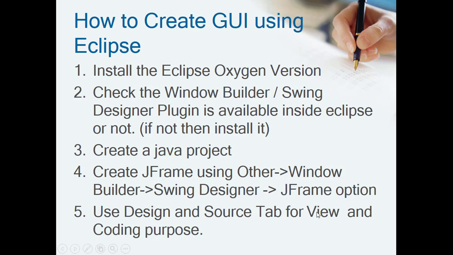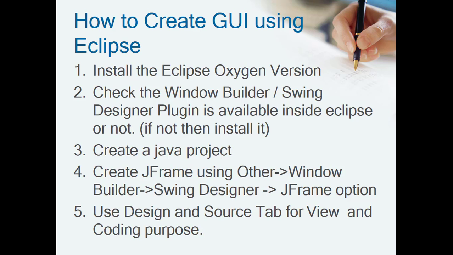The design tab is just to view the frame and frame components, and the source tab shows the code for whatever design is available on the screen. So for that design, the respective code is available in your source option, that is the source tab. I will show you in Eclipse how it looks.